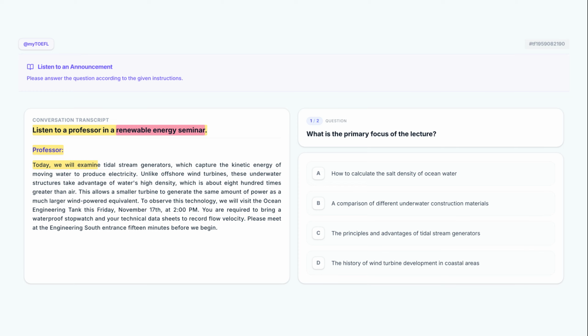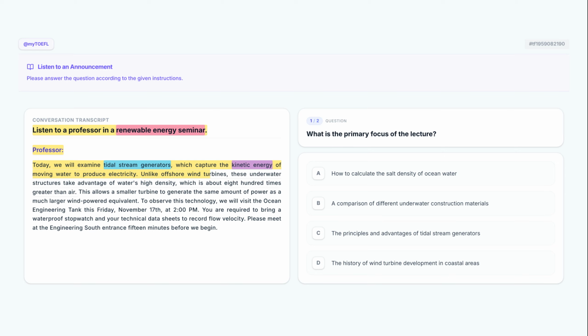Today, we will examine tidal stream generators, which capture the kinetic energy of moving water to produce electricity. The professor starts by defining the topic, tidal stream generators, and explains they harness kinetic energy from water movement.